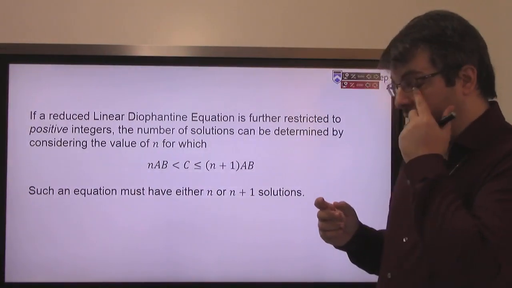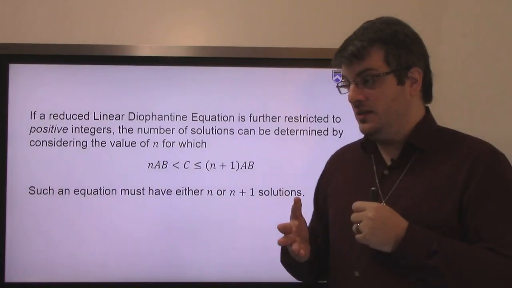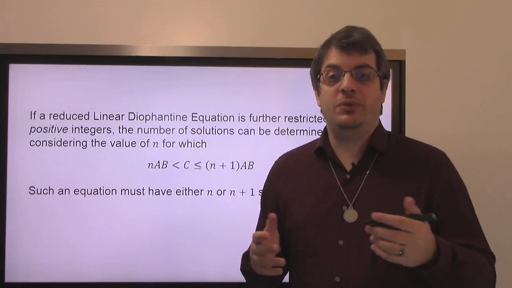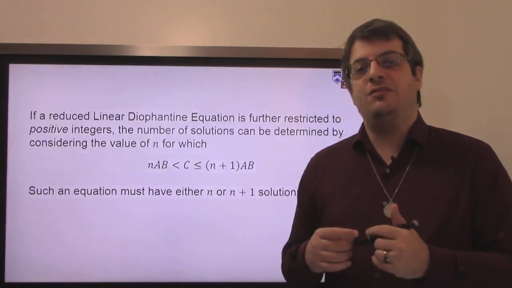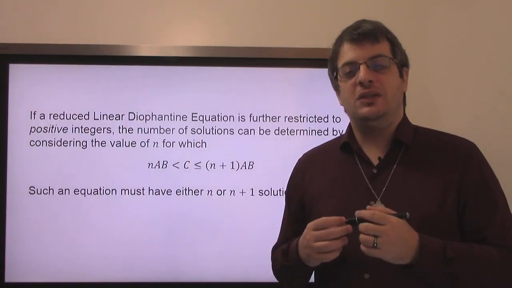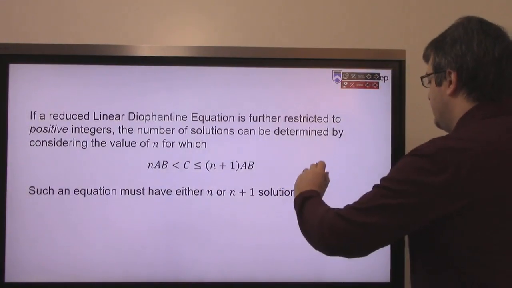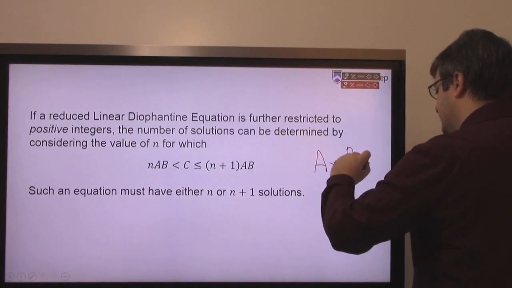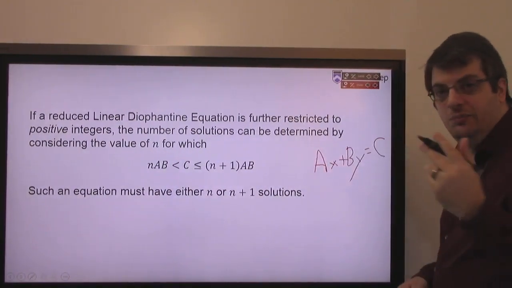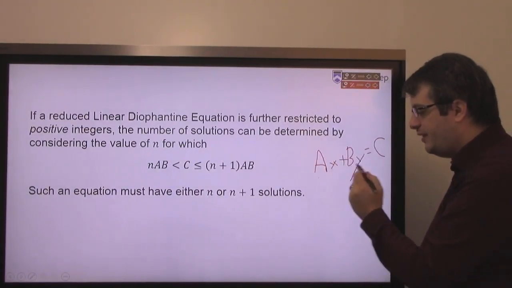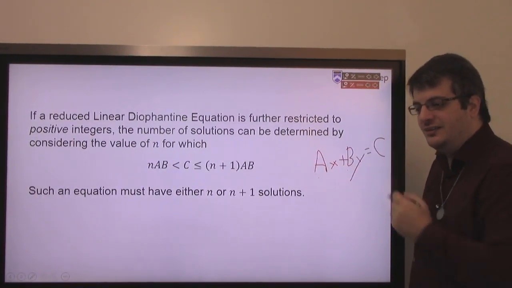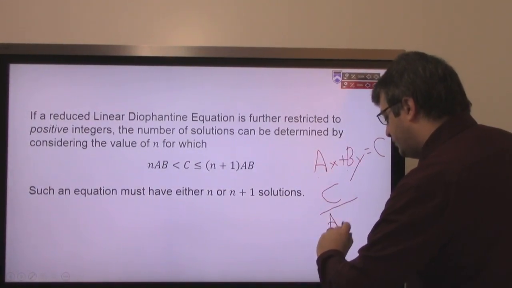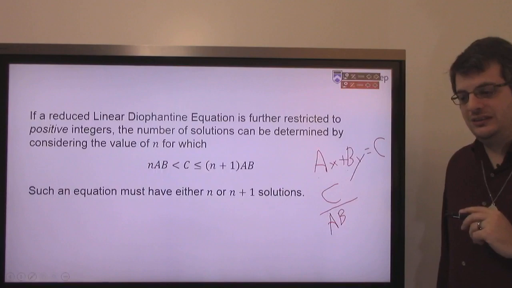So if a times b is less than c, you must have a solution. But if 2ab is less than c, you must have at least two solutions. And if 3ab is less than c, you must have at least three solutions. You want to know how many solutions there are to your equation ax plus by equals c, which is reduced and doesn't have a common factor for a and b? Multiply these things and then divide it into c. If you look at c over ab, that will tell you how many solutions there are.